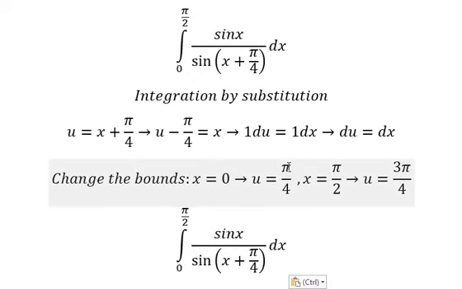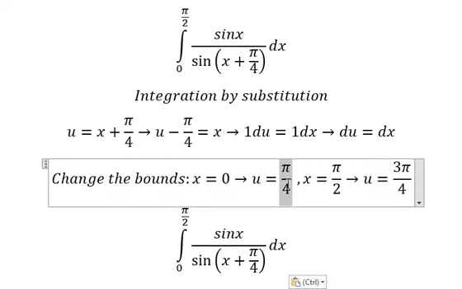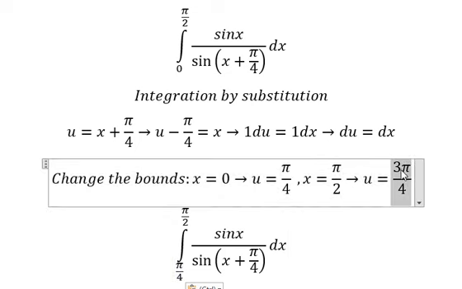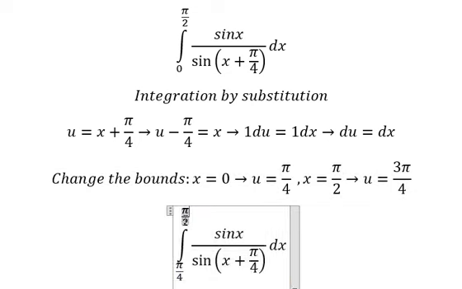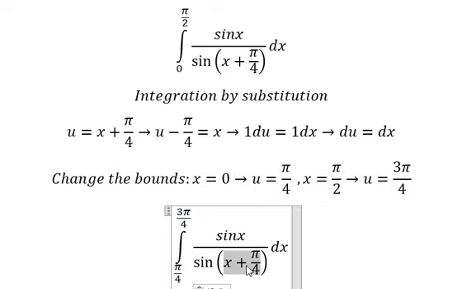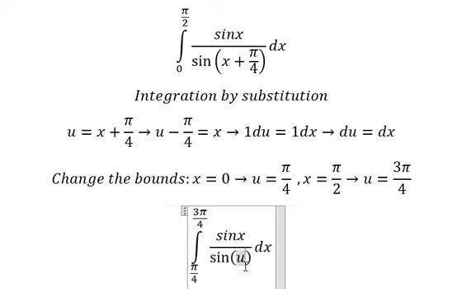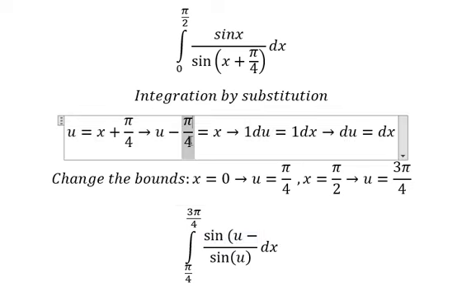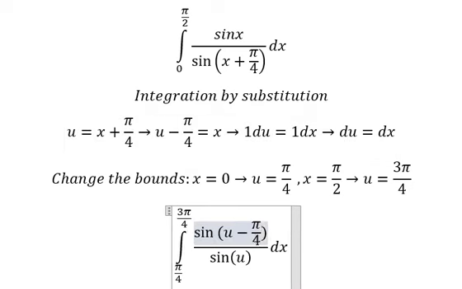Number 0 we change to b over 4. b over 2 we change to 3b over 4. This one we change to u. s we change to u minus b over 4. ds we change to du.